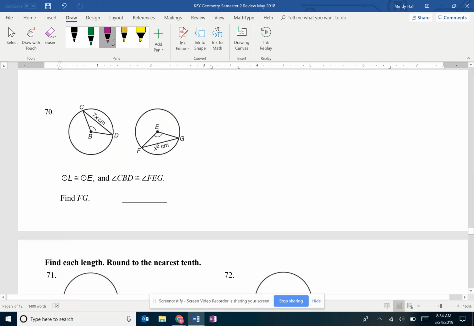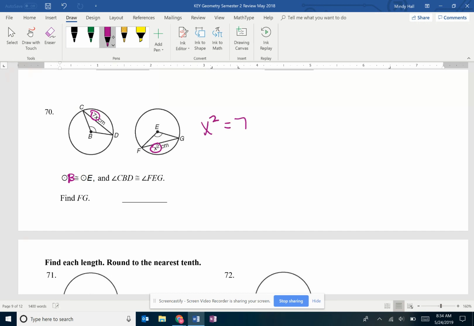For number 70, we have that circle L is congruent to circle E, which is ironic because that should be circle B. Just now noticed that. And angle CBD is congruent to angle FEG. So what that means is we have congruent angles, which means these chords are also congruent. So I'm going to take these two values and set them equal to each other.